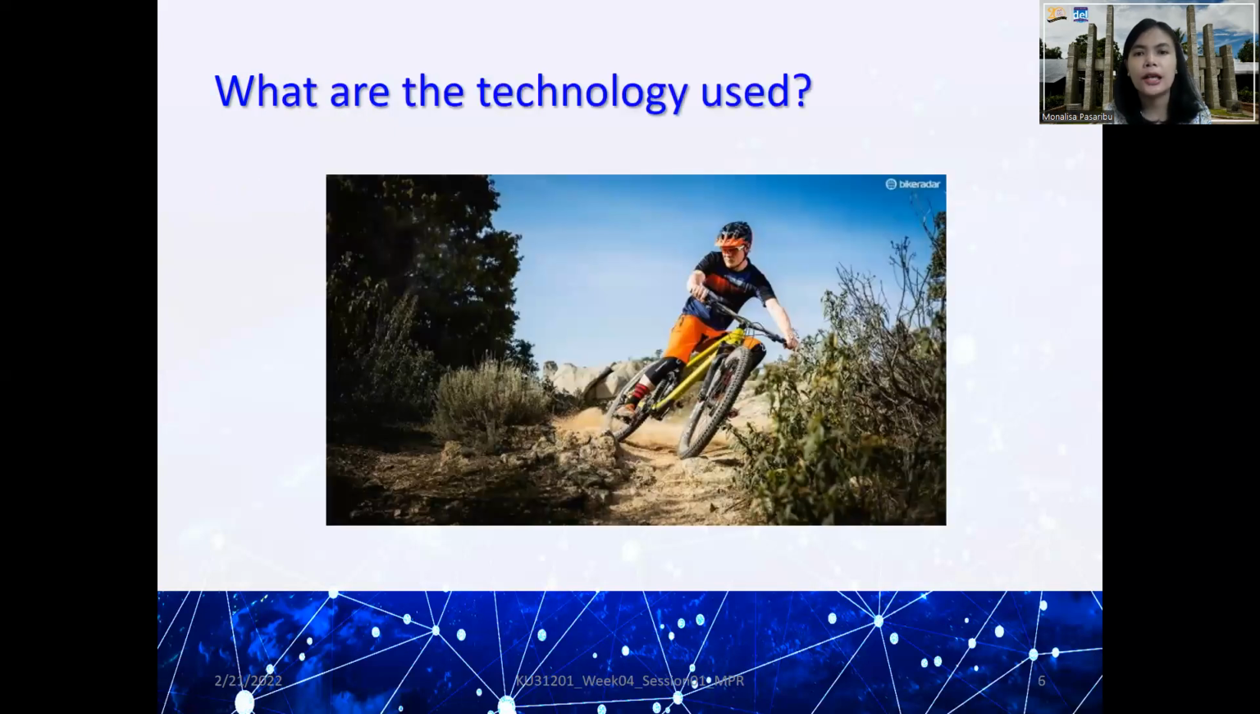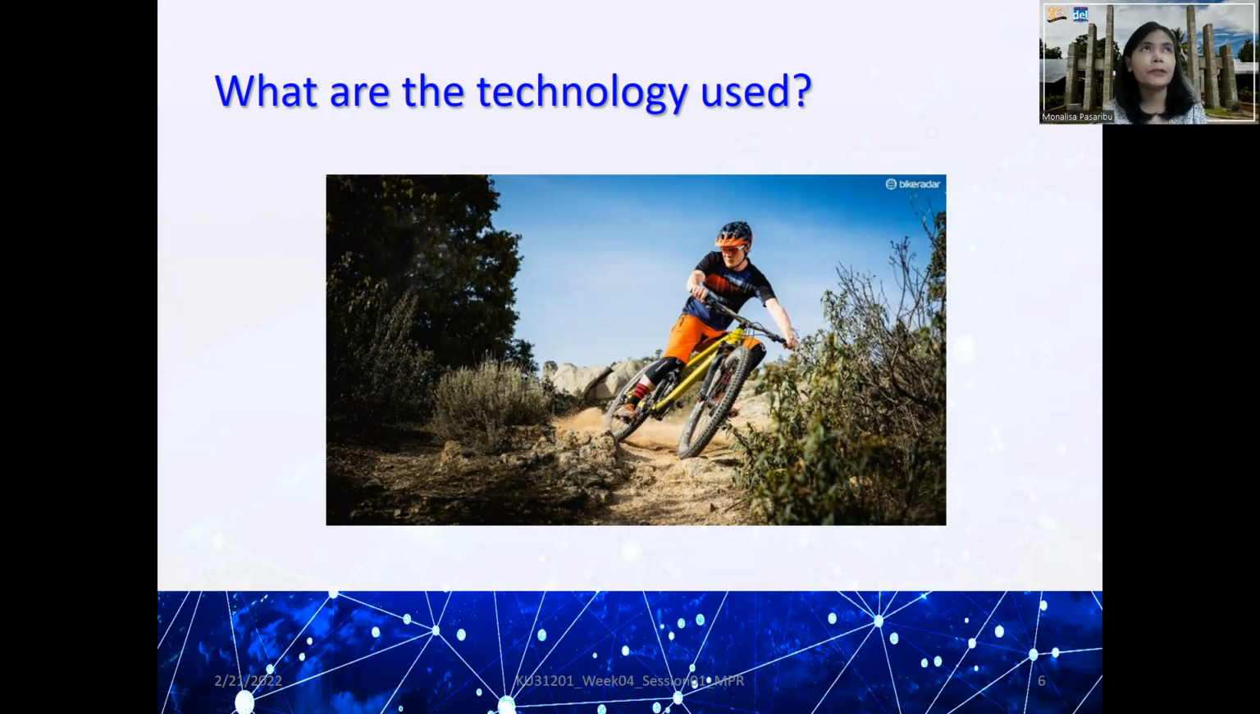Now let's have a look at this one. This is actually a bicycle. Do you think the bicycle actually has technology integrated in it? Surprisingly, yes.